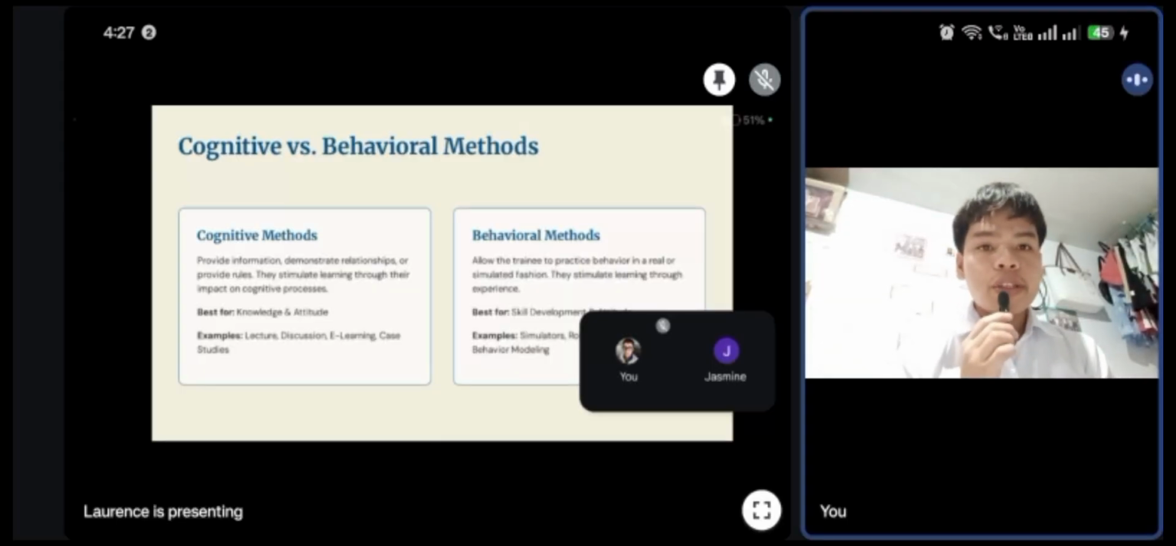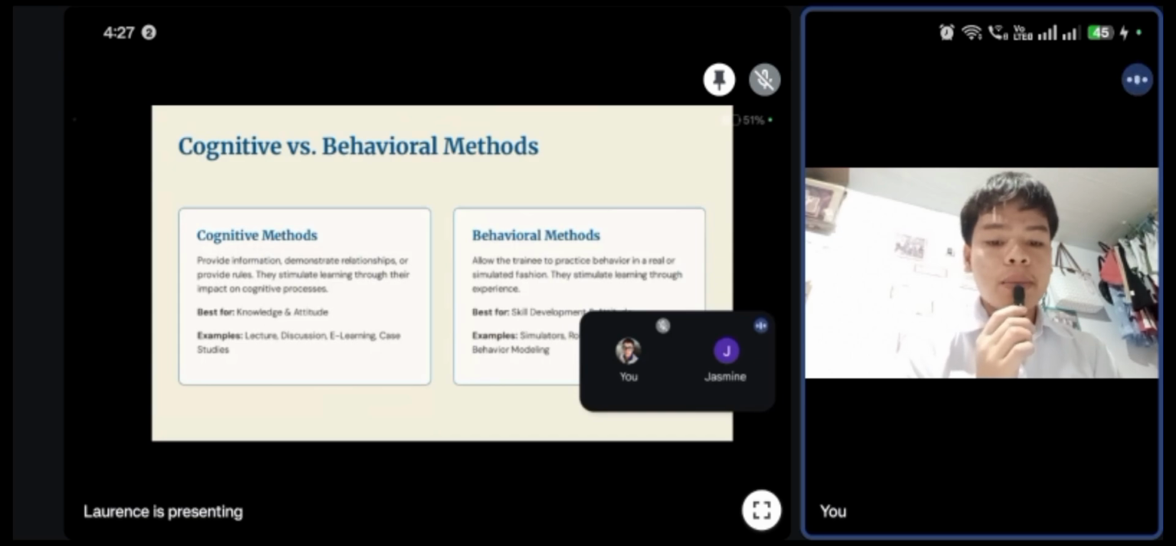Cognitive versus behavioral methods. Cognitive methods provide information, demonstrate relationships, or provide rules. They stimulate learning through their impact on cognitive processes, best for knowledge and attitude. Examples: lecture, discussion, e-learning, case studies. Meaning, these methods focus on teaching information, good for learning facts, concepts, and changing attitudes. Examples: lectures, discussions, online learning, case studies.